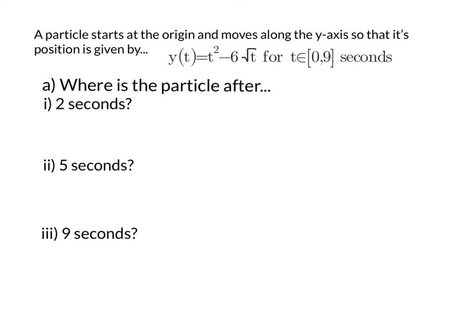All right, a particle starts at the origin and moves along the y-axis so that its position is given by y of t equals t squared minus 6 square root of t for t going from 0 to 9 seconds. So the first thing we want to do is find out where the particle is after 2, 5, and 9 seconds. So all that means is really to let t equal 2 and plug it into the position function. So we'll have 2 squared minus 6 square root of 2, which is 4 minus 6 root 2.